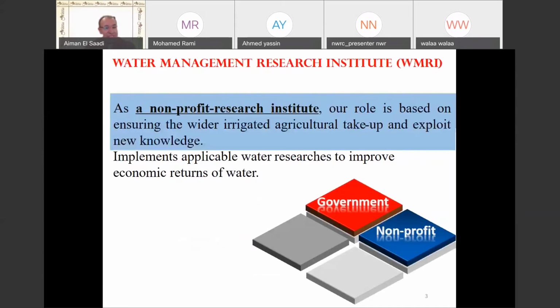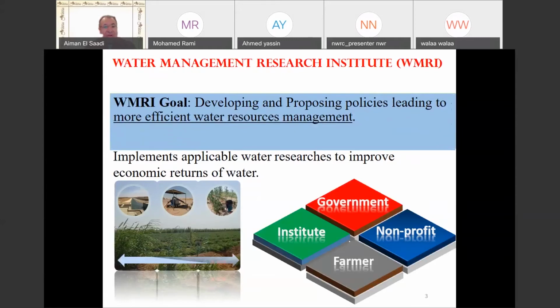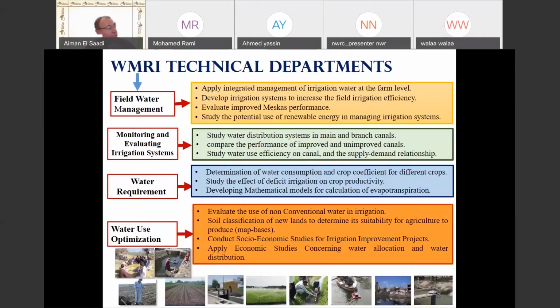As an institute, just as the chairman is mentioning, we have four main departments. Just I'm going to talk about the department, but mainly each department has got a topic. One is the field management to work with farmers. The other monitoring and evaluation, which now covers the mega project running at the moment with the ministry for coping with improving the rehabilitation of the system.